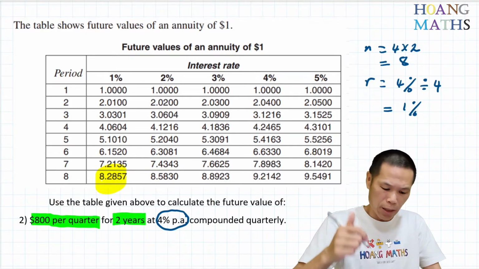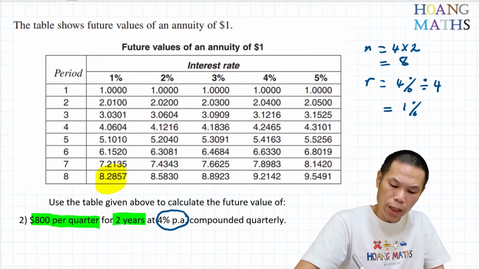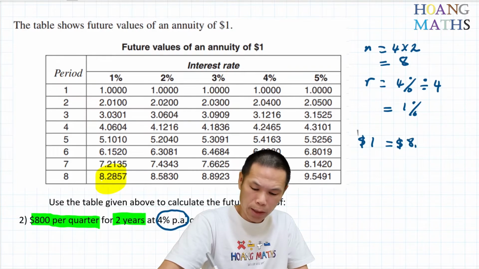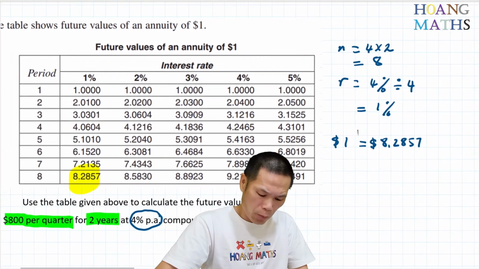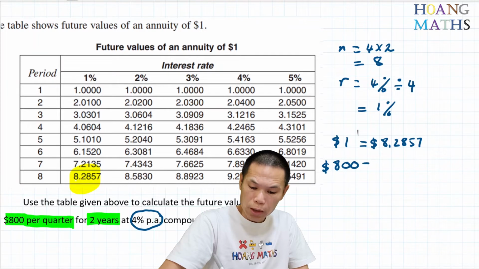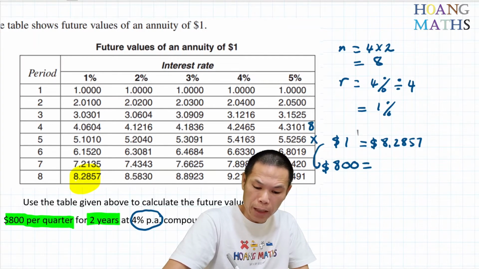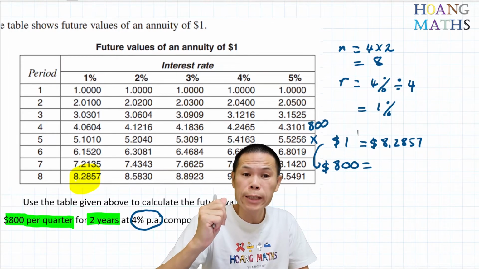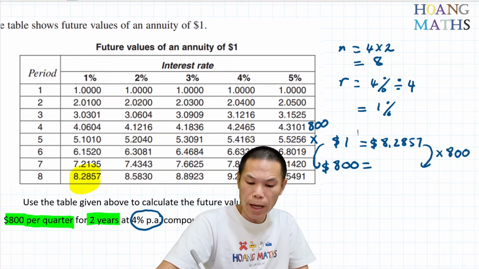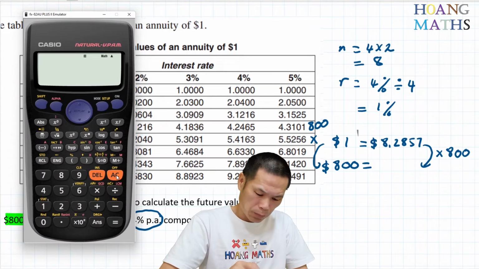So to work this out, for the regular contributions of a dollar, we get 8.2857. And we make a regular payment of $800. So from here to here, I times by 800, because from 1 to 800 is 800 times. Whatever I do on the left, I do exactly the same on the right hand side. So I times by 800. Now I just put that in a calculator.